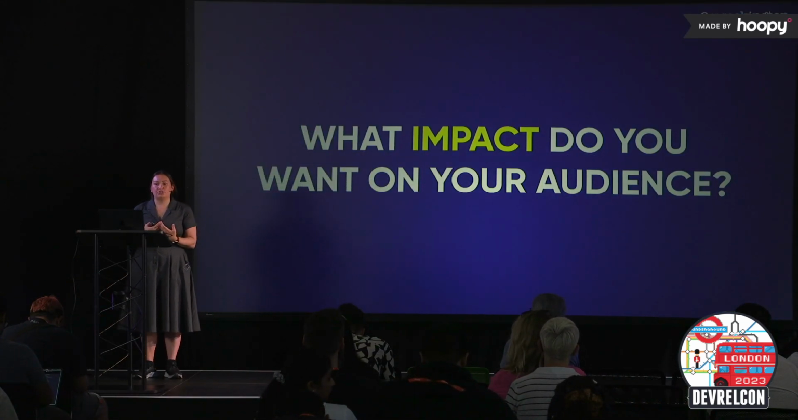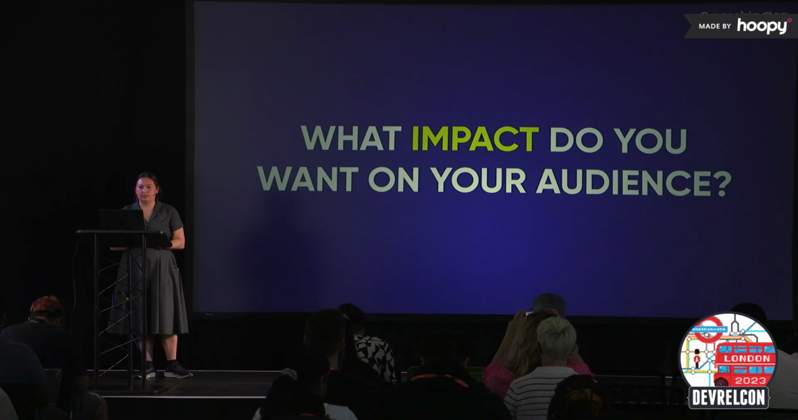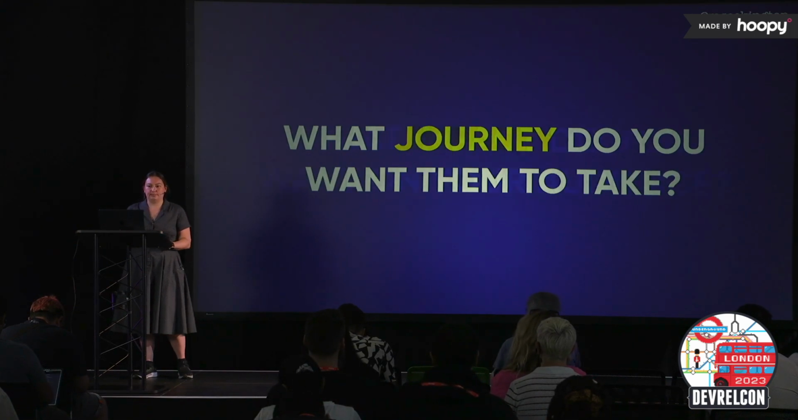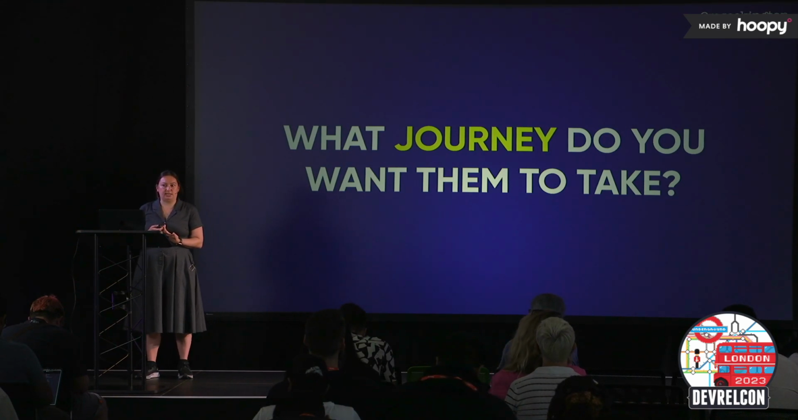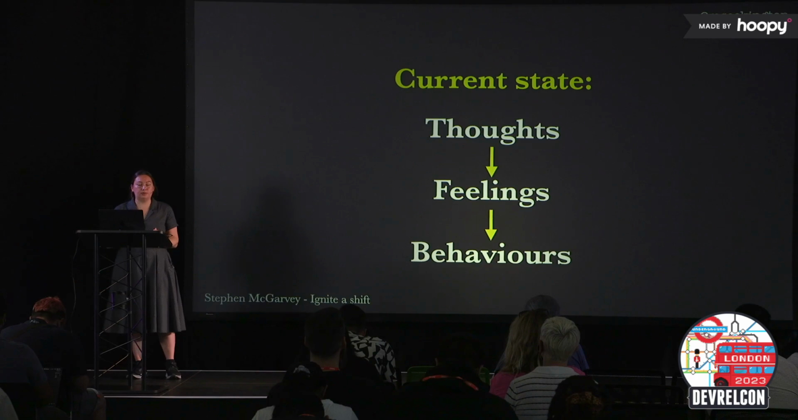So the next step is looking at what type of impact do you want on your audience? What is it that you're trying to actually do with them? So I would like to look at this as, what journey do you need to take them on? So this is going back to Stephen McGarvey's concept of that current state. So a person's current state consists of several things: their thoughts, their feelings, and their behaviors. And most of the time, these are all related to each other. A person will think something that will lead them to feel something, which will make them behave in a certain way. So what are they currently thinking, feeling, and doing?